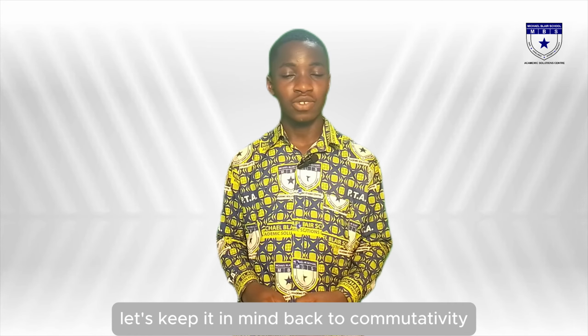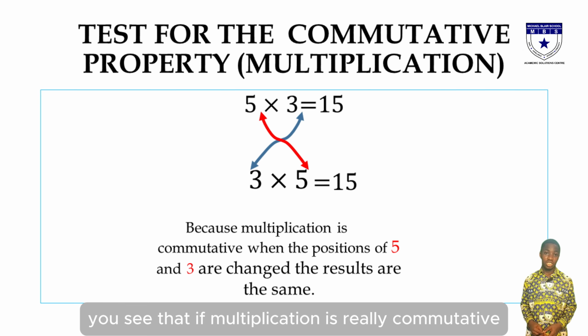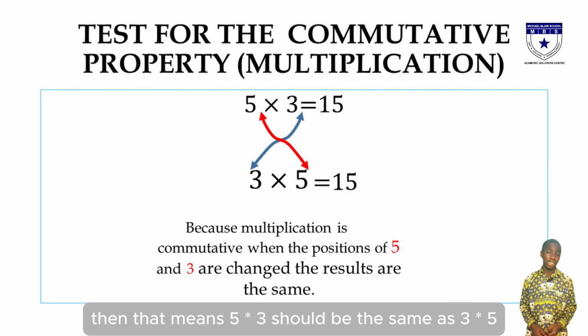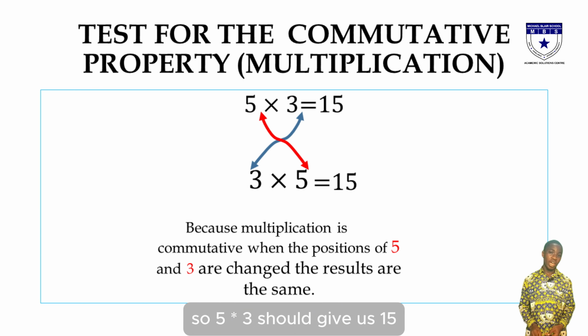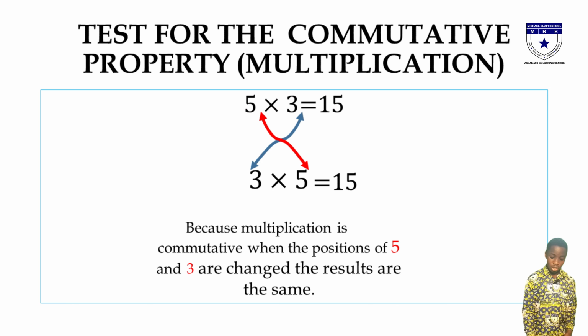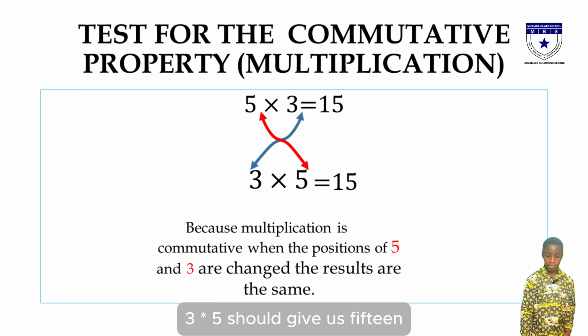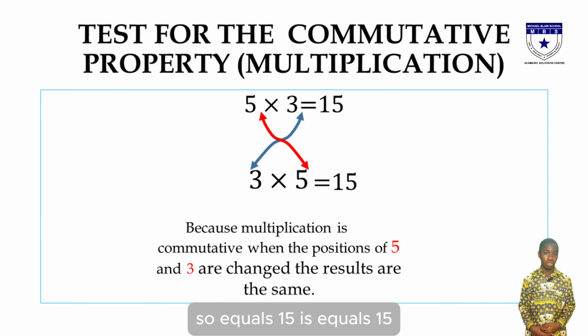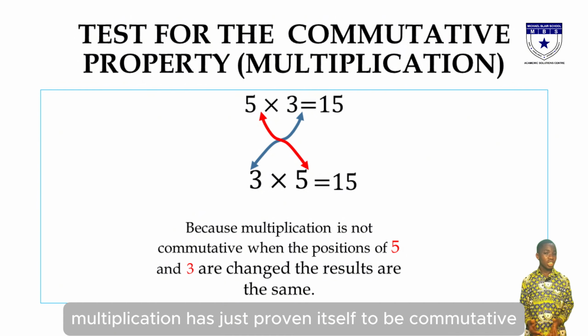Back to commutativity. If multiplication is really commutative, then 5 times 3 should be the same as 3 times 5. So 5 times 3 should give us 15. 3 times 5 should give us 15. So because 15 is equal to 15, multiplication has just proven itself to be commutative.